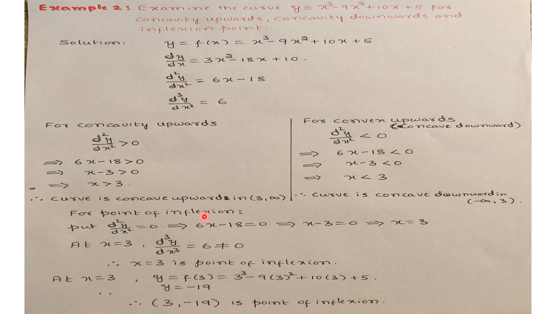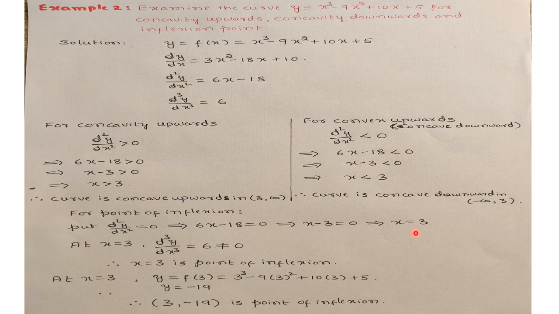Next, to find the points of inflection, equate the second derivative with 0. Here the second derivative, equate this one to 0. It implies 6x minus 18 is equal to 0, or x minus 3 is equal to 0. It implies x is equal to 3. Now we have to check whether x is equal to 3 is a point of inflection or not.